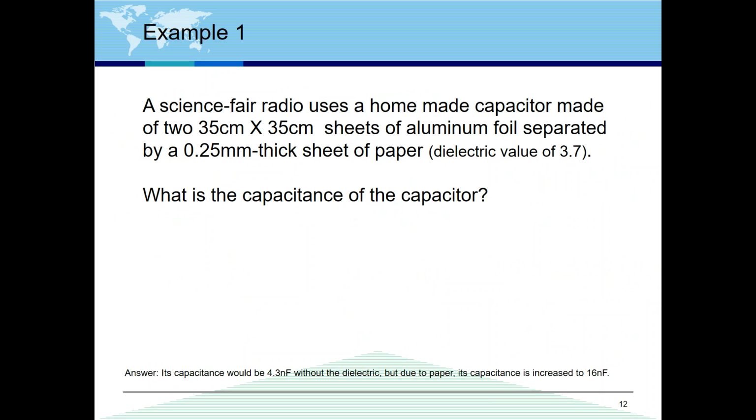Actually, before we do that, I'm just going to write down here what the relationships are. Q is equal to C times V, and C is equal to K times area divided by distance, multiplied by epsilon naught. Those are the two equations I went over in the last few slides. So I have some capacitor with an area of 35 by 35, and it's separated by a sheet that is 0.25 millimeters thick.